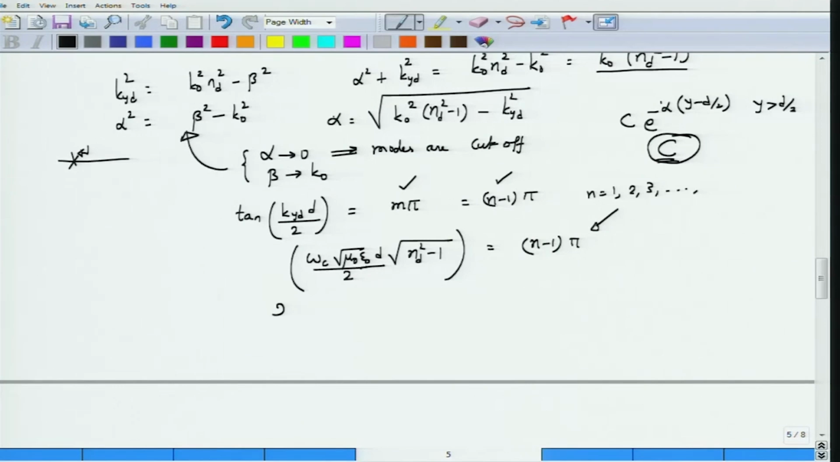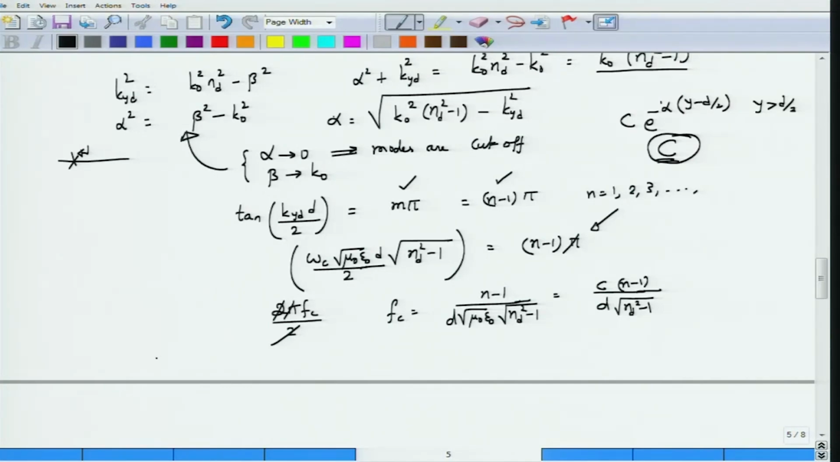You can replace omega c by 2 pi fc, and divide by 2, 2 will cancel, pi will cancel from the left hand side and the right hand side. So fc can be written as n minus 1, do not confuse n with refractive index, n minus 1 is the mode designation, divided by square root of mu 0 epsilon 0 d under root of nd square minus 1. But I know 1 by square root of mu 0 epsilon 0 is c. So I have c n minus 1 divided by d square root of nd square minus 1. So these are the cutoff frequencies for higher order modes.